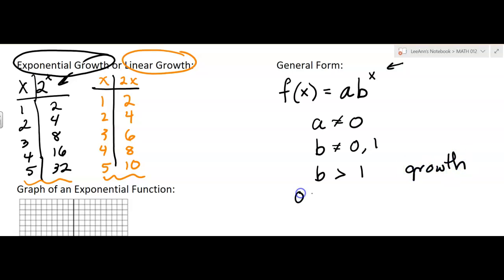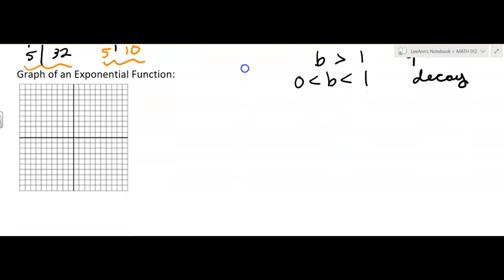But if b is between 0 and 1, it will be a decay model. And b has to be greater than 0. Okay? So put all that information in there, and a lot about b there, but we'll see some examples and that will help. Okay. Just a little bit more here.